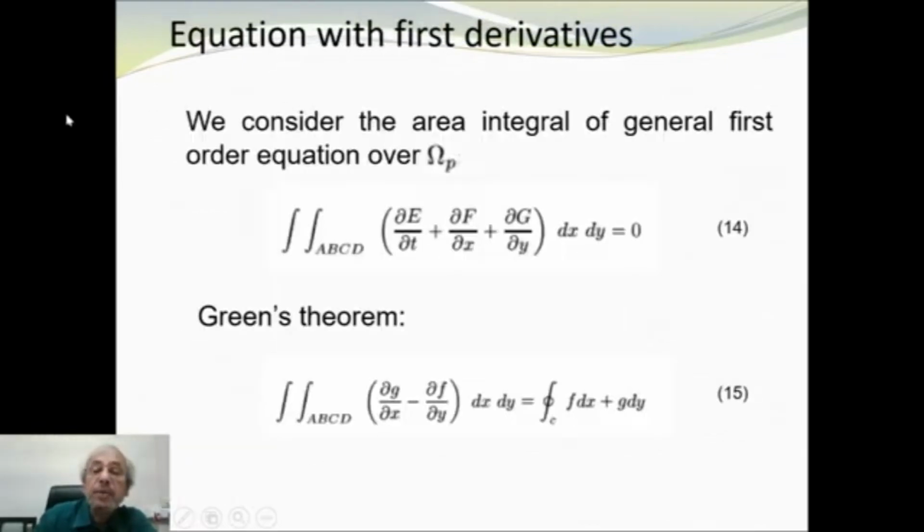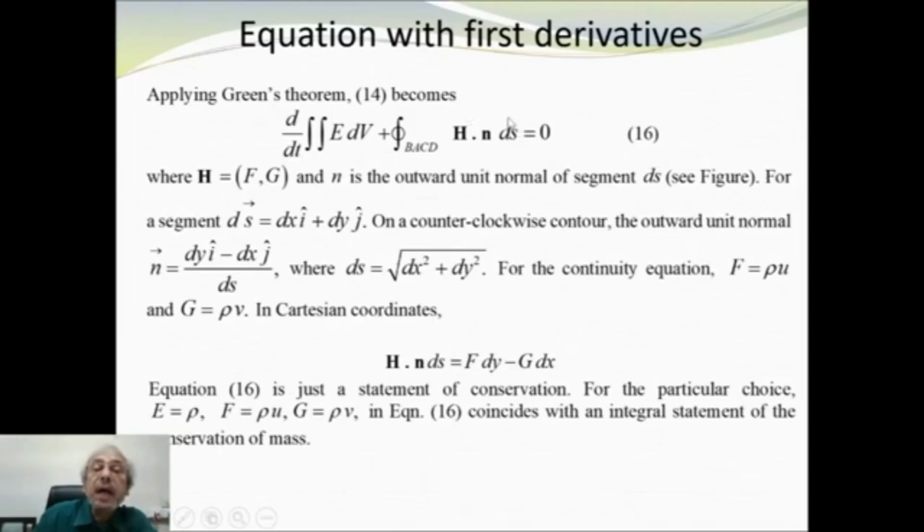Applying Green's theorem on equation 14, where again let me repeat, E means rho, F means rho u, and G means rho v. We said that, and then we'll apply Green's theorem. The time dependent part we separate out, but the control volume is not dependent on time. So we write d/dt of the integral of E over dV plus the line integral of h dot n ds, and we have written here how to calculate n, which is the outward unit normal vector, and how to calculate ds.